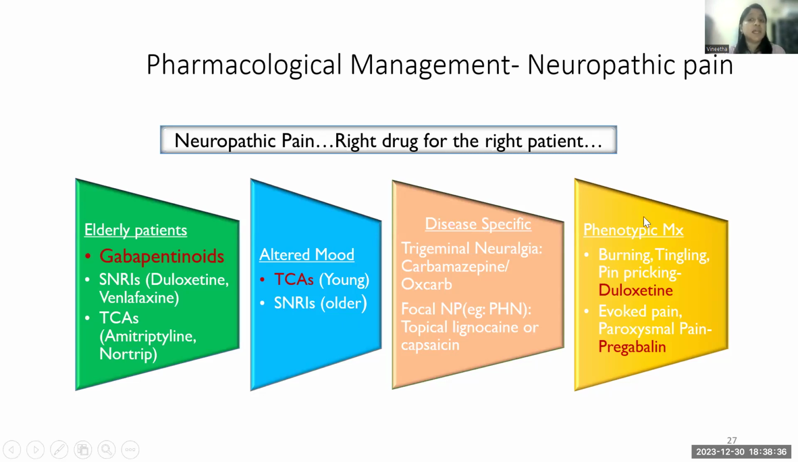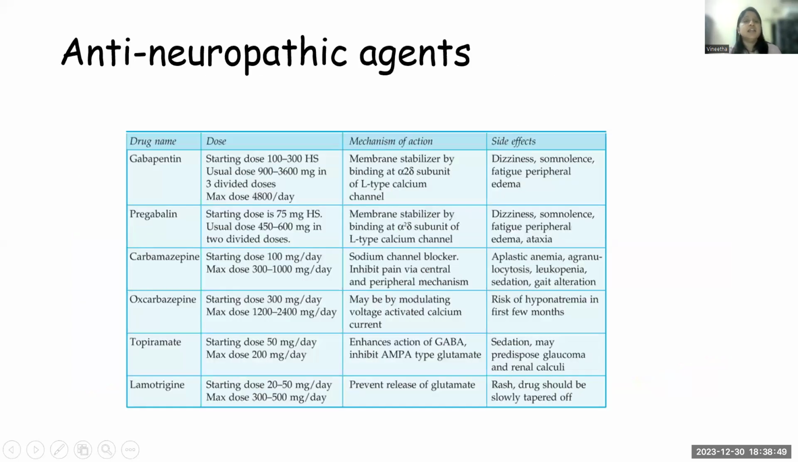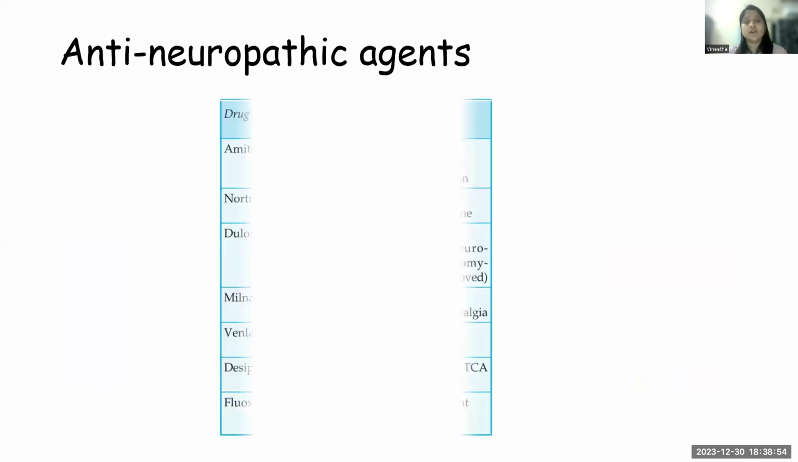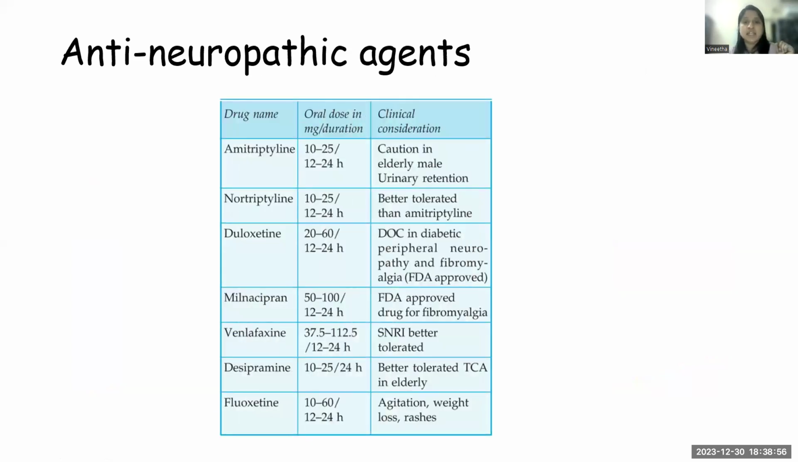So this is something coming up and very promising for diabetic neuropathy. For other neuropathy conditions, this is not yet established. For diabetic neuropathy, there's a lot of evidence to support this phenotypic management. Now, I have given in my slides the anti-neuropathic agents, their common doses and side effects. You can go through that later.